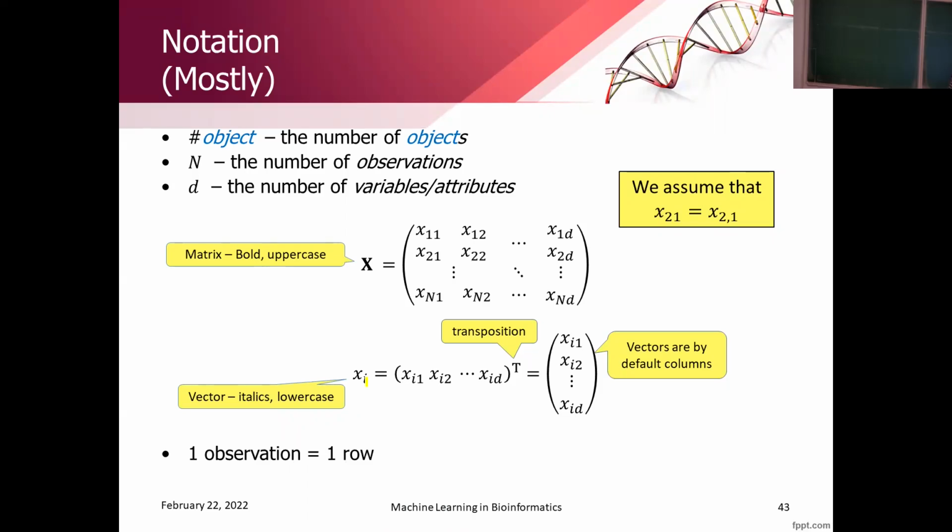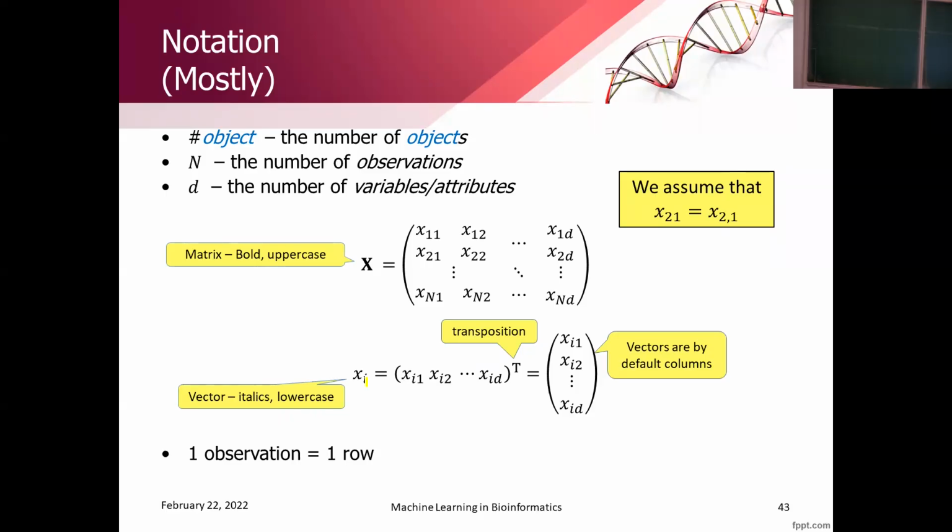And the notation is, if I use a lowercase italics x, this will denote a vector of length d, where d is the number of attributes. This corresponds to one observation.